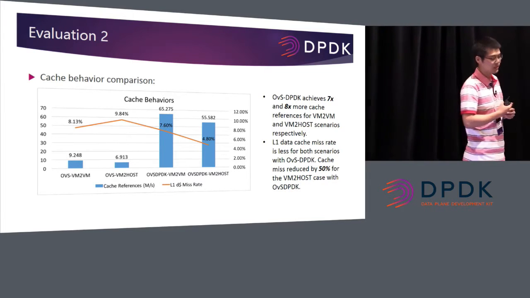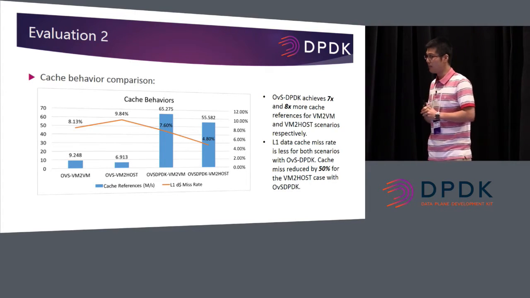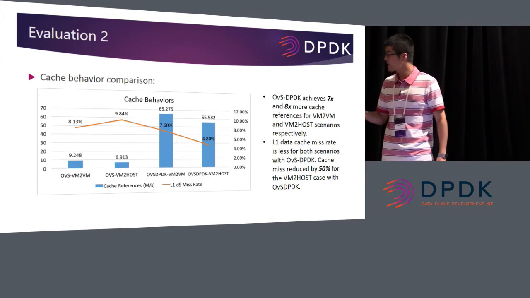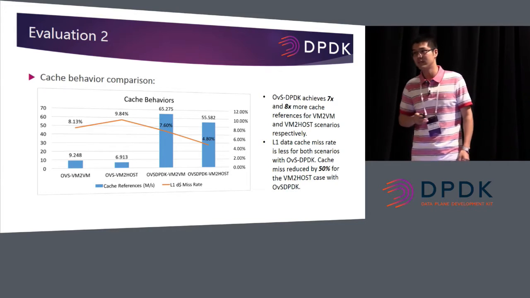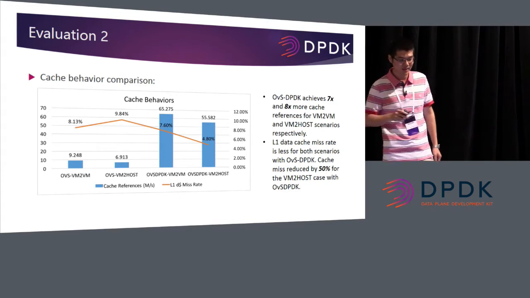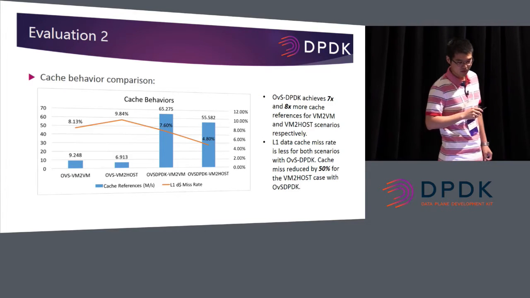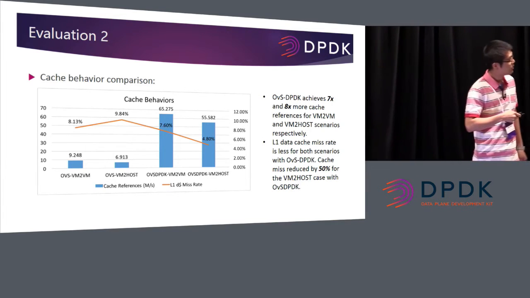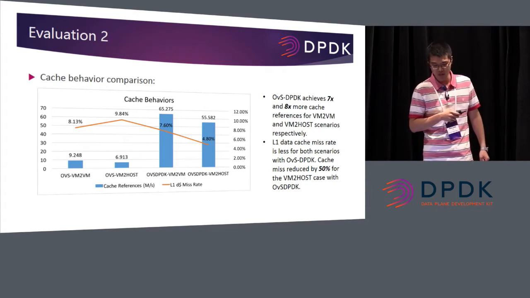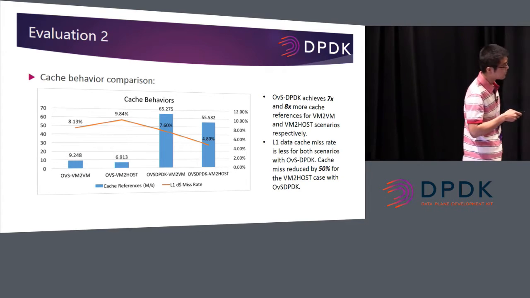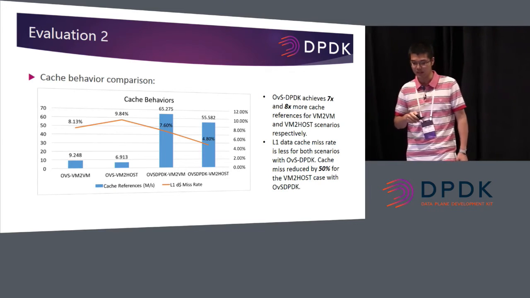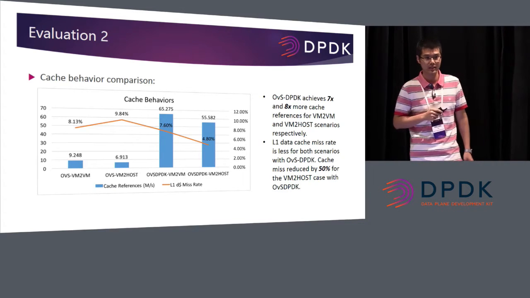The second evaluation is about the cache behavior. So again, on the x-axis, that's 4 different scenarios. And on the y-axis, that's the exact number in different units. The left y-axis stands for the cache reference in the unit of million references per second. And the right y-axis stands for the L1 D-cache miss rate.